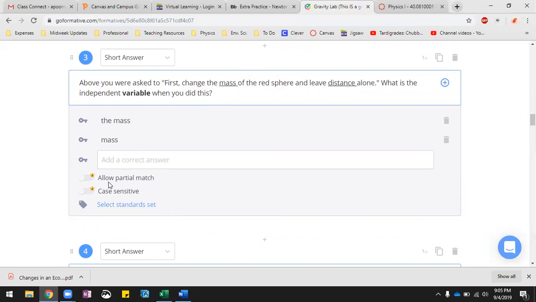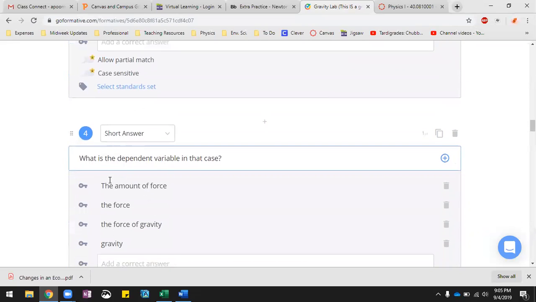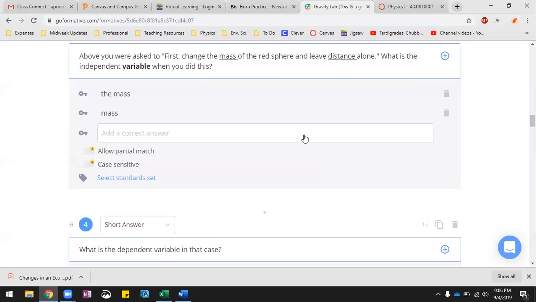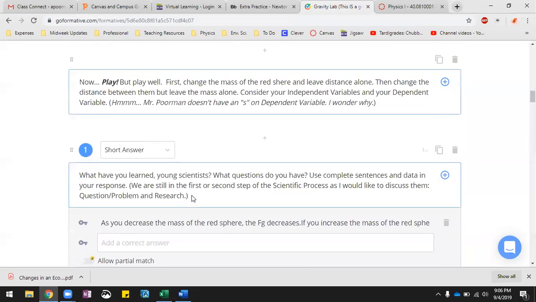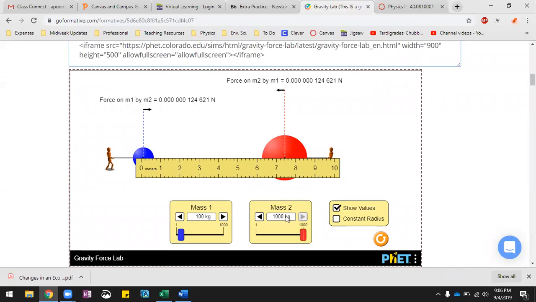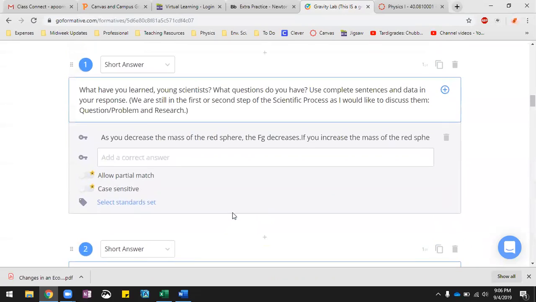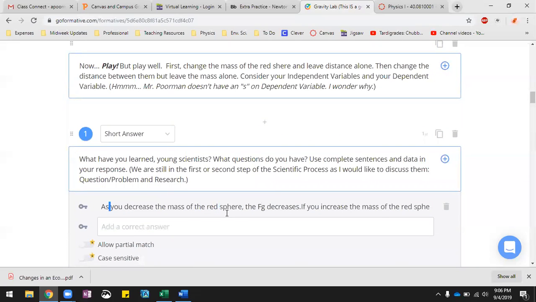So, knowing what we know about variables and constants, what would be the dependent variable in this case? We change the mass, and that is our independent variable, and we know distance is our constant. Did something else change when we changed the mass? Well, let's look up here. So we changed the mass. What else is changing? The vector, right? And the vector relates to the force due to gravity, which is what we talked about right here in our first question.